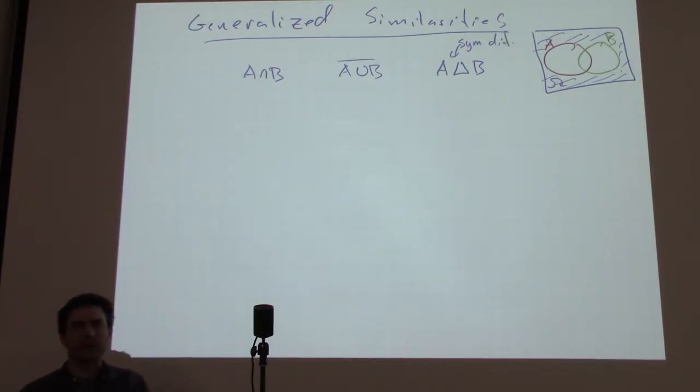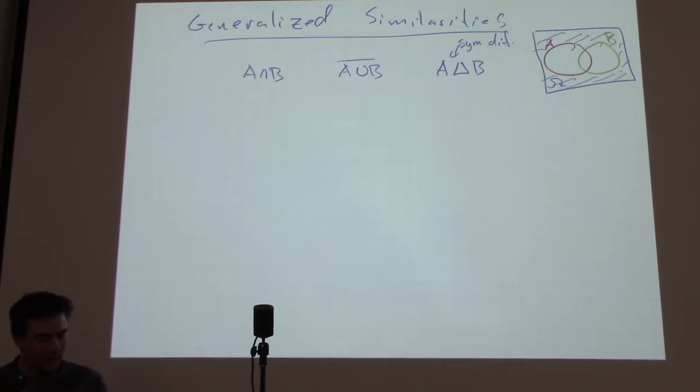The symmetric difference between sets A and B is going to be the things that are in either A or B, but not in both. So the symmetric difference is going to be this region. It's in A but not in B, or it's in B but not in A.